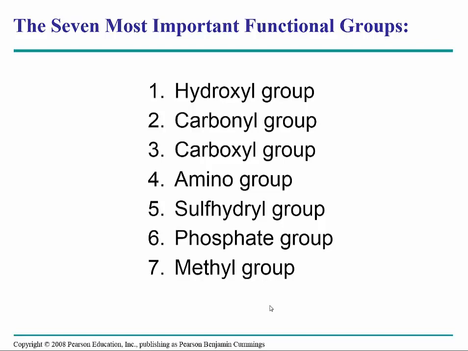So the 7 that you need to know are the hydroxyl group, the carbonyl group, the carboxyl group, the amino group, the sulfhydryl group, which I believe is the one that is not in the textbook, unless they've changed that recently. But it's a very important group. The phosphate group and the methyl group.